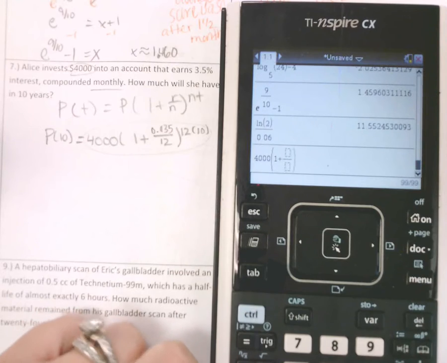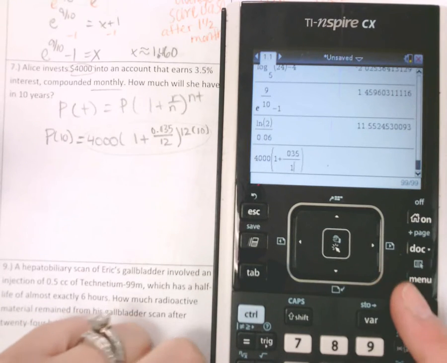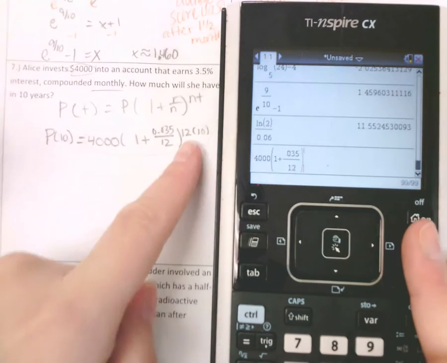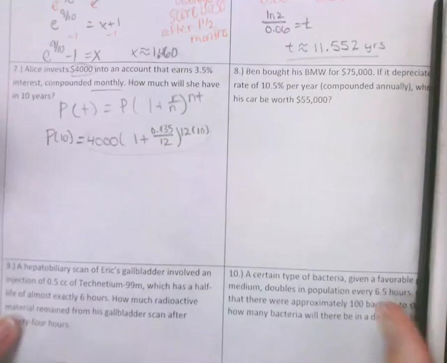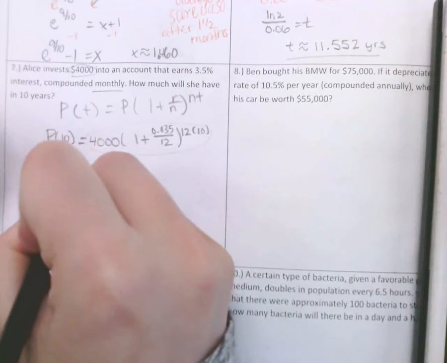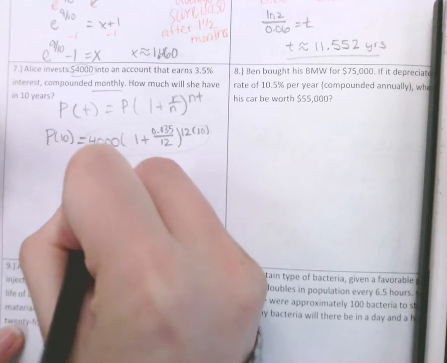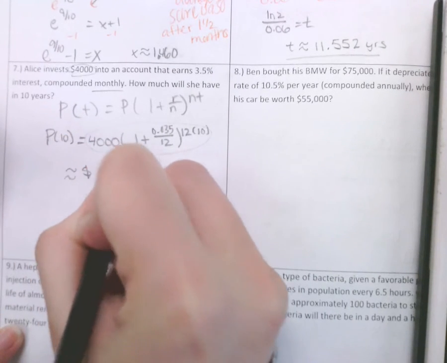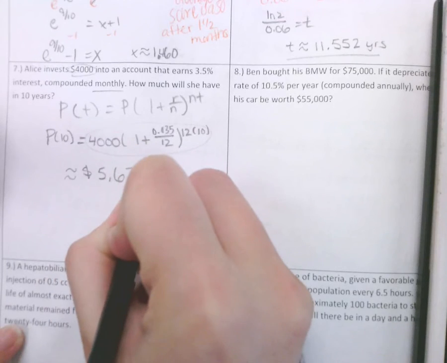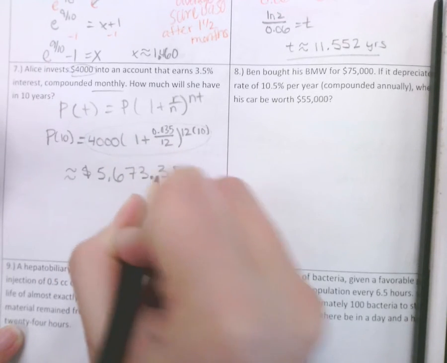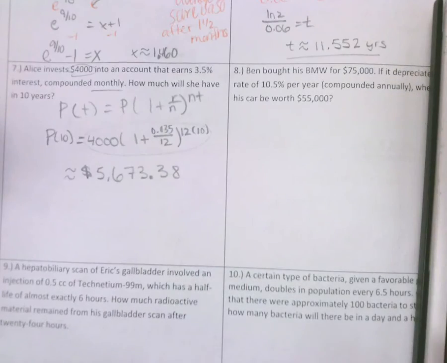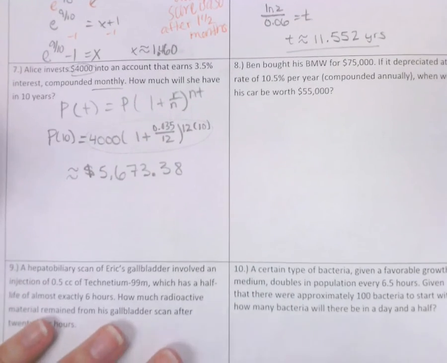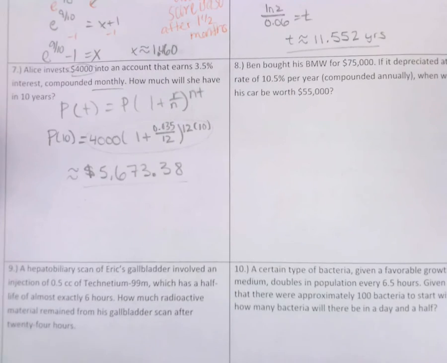How long would that take without a calculator? A while. Forever, 120 years. And because this is money, we're going to round to the nearest cent. And we're going to put the dollar sign in front of the money, as usual. What if it was cents?